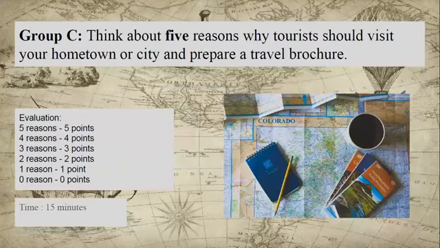Group C should think about 5 reasons why tourists should visit your hometown or city and prepare a travel brochure. Evaluation. 5 reasons, it means the group will get 5 points. 4 reasons, the group will get 4 points. 3 reasons, the group will get 3 points. 2 reasons, the group will get 2 points. 1 reason, the group will get 1 point. 0 reasons, it means the group will not get any points. Time, 15 minutes.